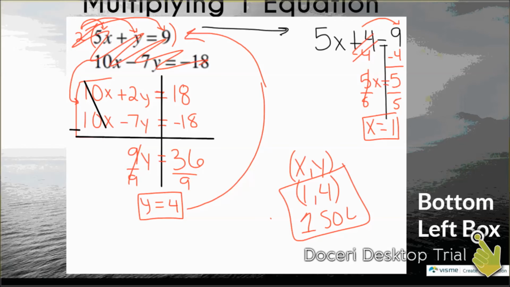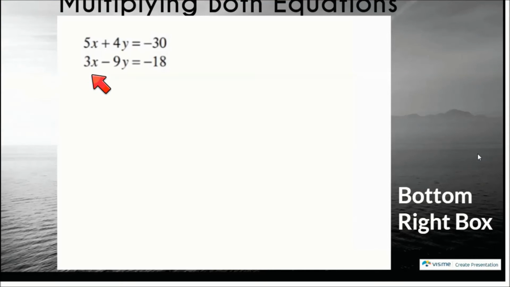We're going to the bottom right box now. If we think about the past 2 examples that we've done, the first equations that we did in our top right box already had values of x that were the same, so we could just turn that into addition or subtraction. In our second example, the one in the bottom left box, we had to multiply one equation to make it equivalent or equal valued to the other equation.